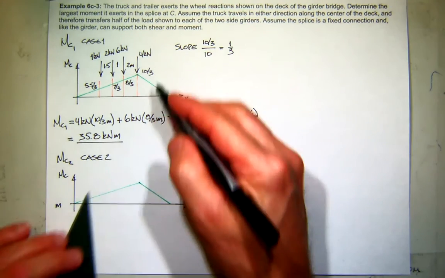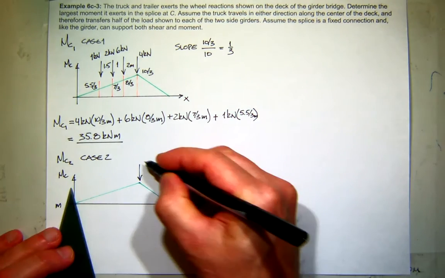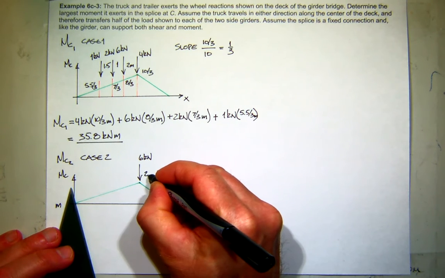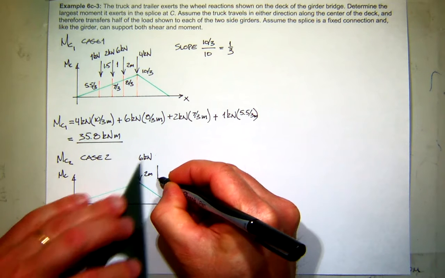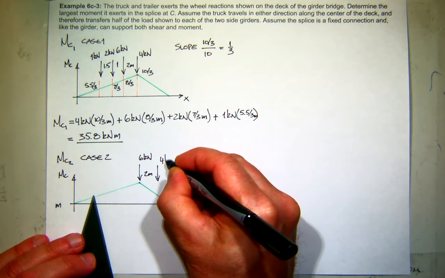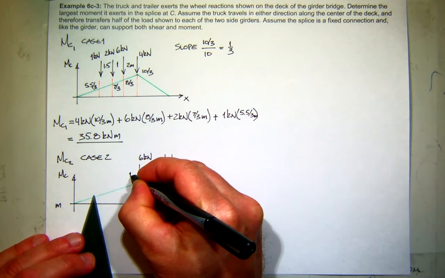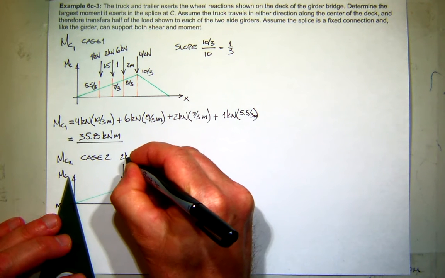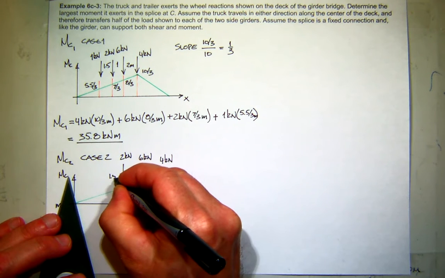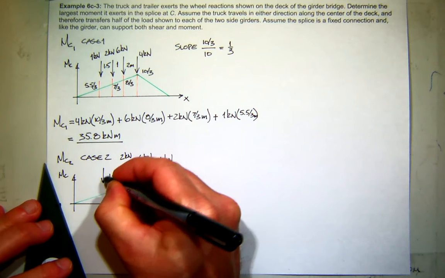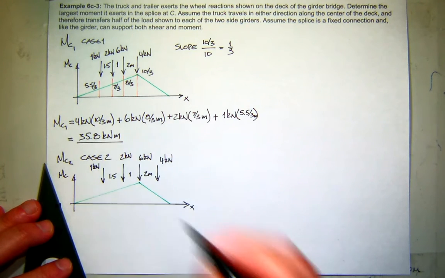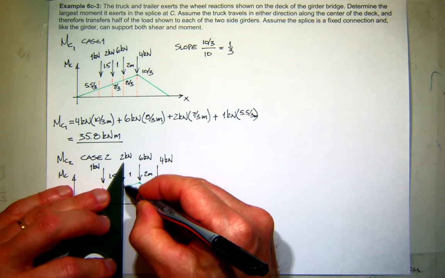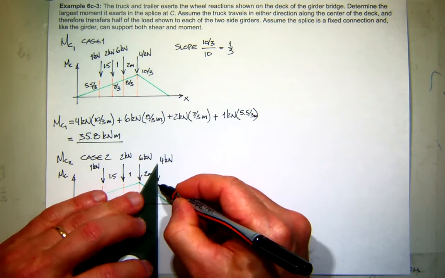So now we're going to let the 6 kilonewton force go to the top. And then 2 meters in the front is the 4 kilonewton force. 1 meter behind, 2 kilonewtons. 1.5 meters behind, 1 kilonewton. My spacing got a little big there. It's not to scale, as you can see.